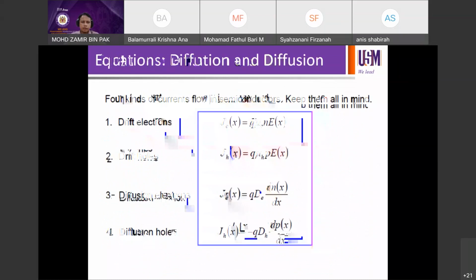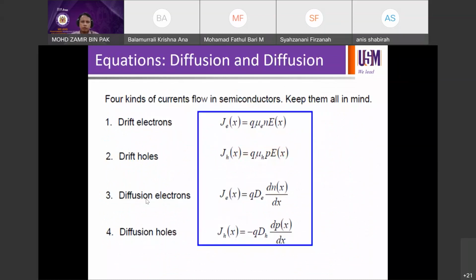Right, so let's just recap. This one is wrong. It should be drift and diffusion, okay? It should be drift and diffusion. If you look at the title up there, it says diffusion and diffusion. Drift and diffusion, yeah?